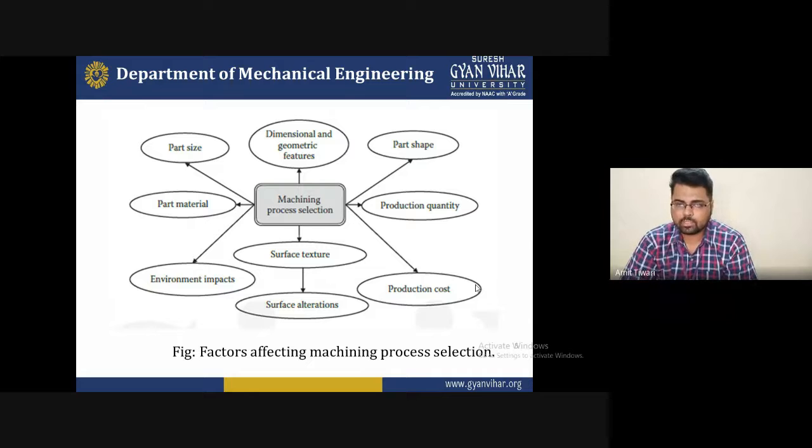Second, that is the part shape. First of all is part size, and now another one is the part shape. What type of shape you provide for the part. The quality of production also depends upon the part shape. The part shape may be complicated or simple, and it depends upon the machining parameters, or what type of surface integrity you will provide for the particular shape. So part shape means a simple shape or a complex shape, or a large shape or a small shape.